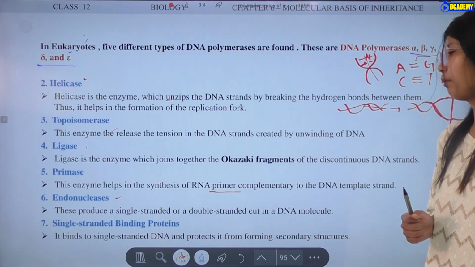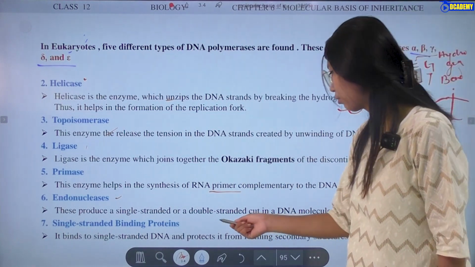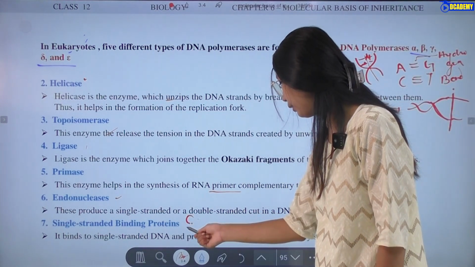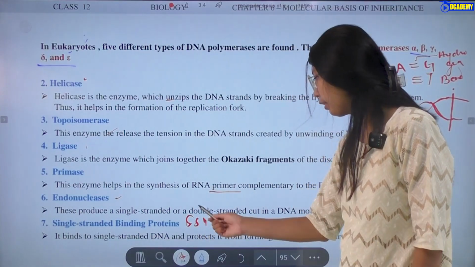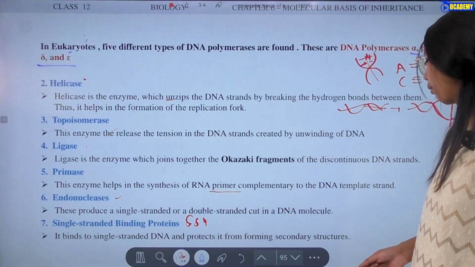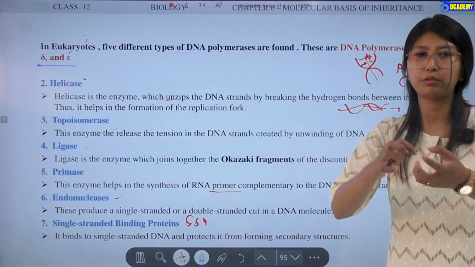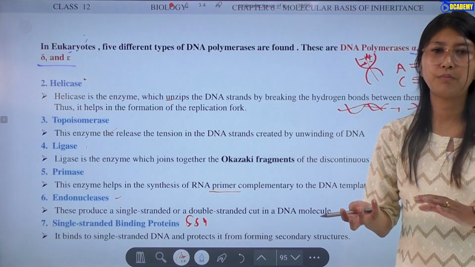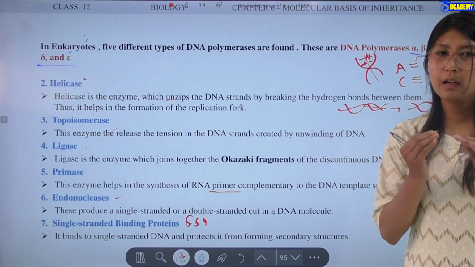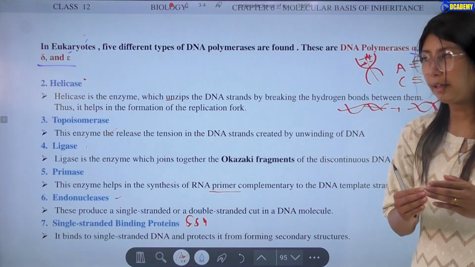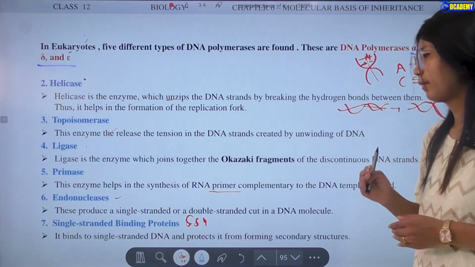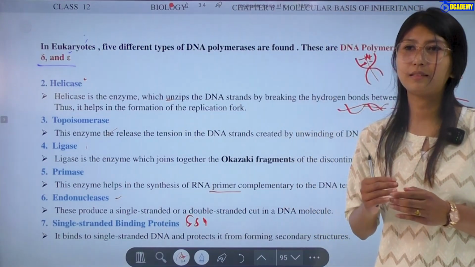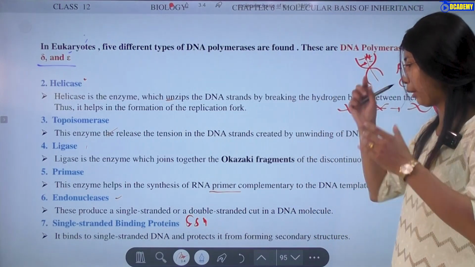Then single strand binding proteins. Single strand binding protein is short form SSB. SSB binds to single stranded DNA and protects it from forming secondary structure. If DNA is single stranded, a secondary structure can form, and this is prevented by the single stranded binding protein.